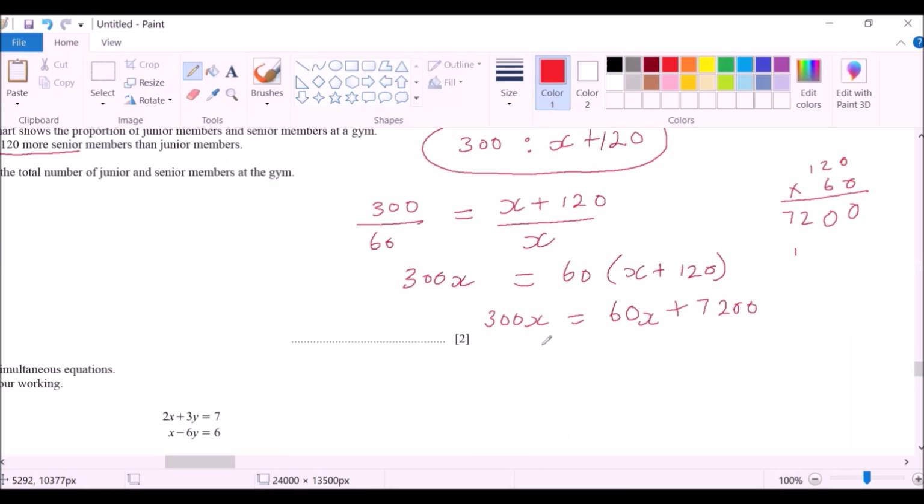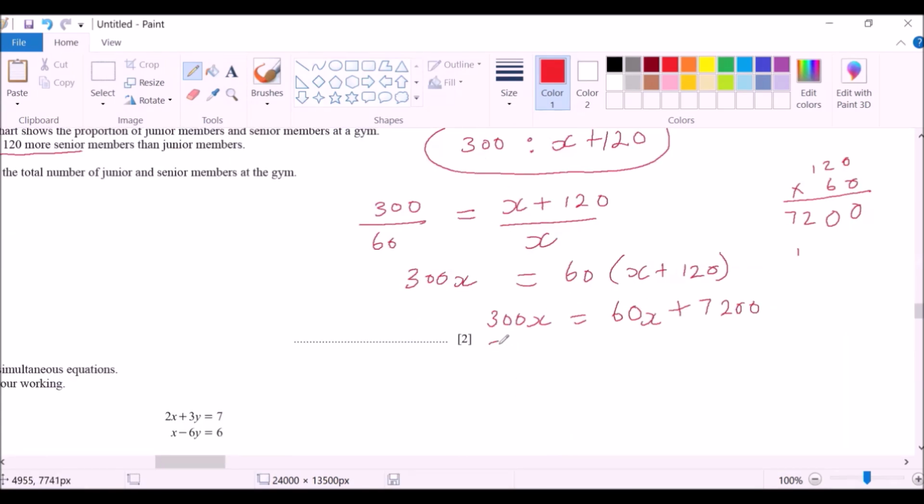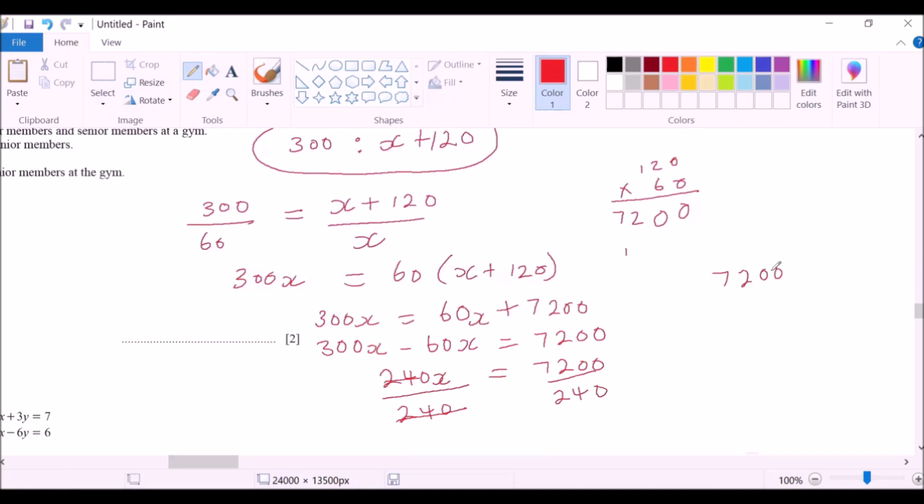So now we take this to that side. We now have 300x minus 60x equals 7,200. 300x minus 60x is 240x equal to 7,200. Divide both sides by 240. 240 cancels there. 7,200 divided by 240 is the same as 720 divided by 24.